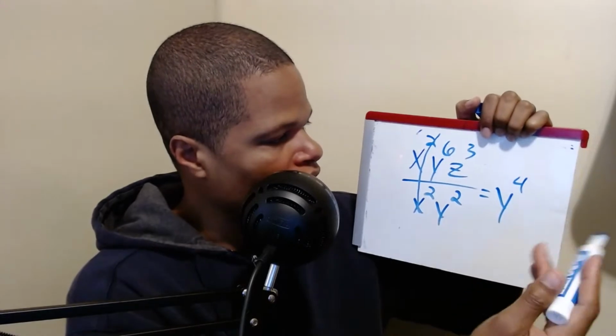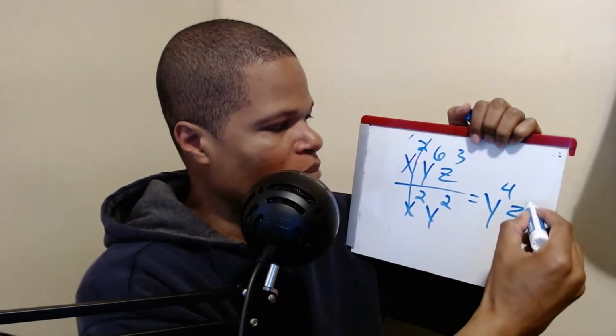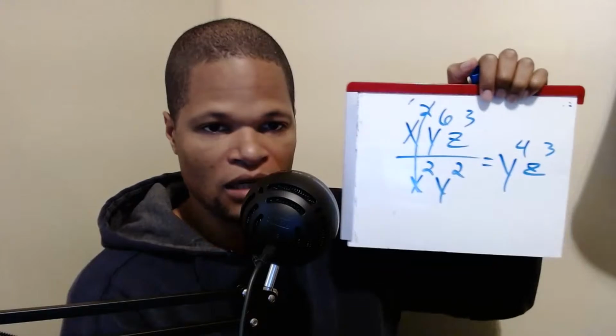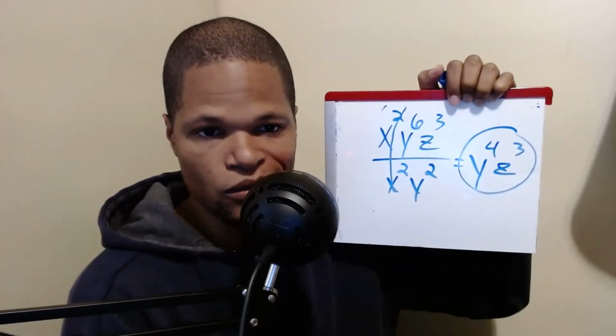And then z to the power 3, there's not another z down there. So I'm just going to keep it in my answer. Okay. So there would be my answer: y to the 4th times z to the 3rd.